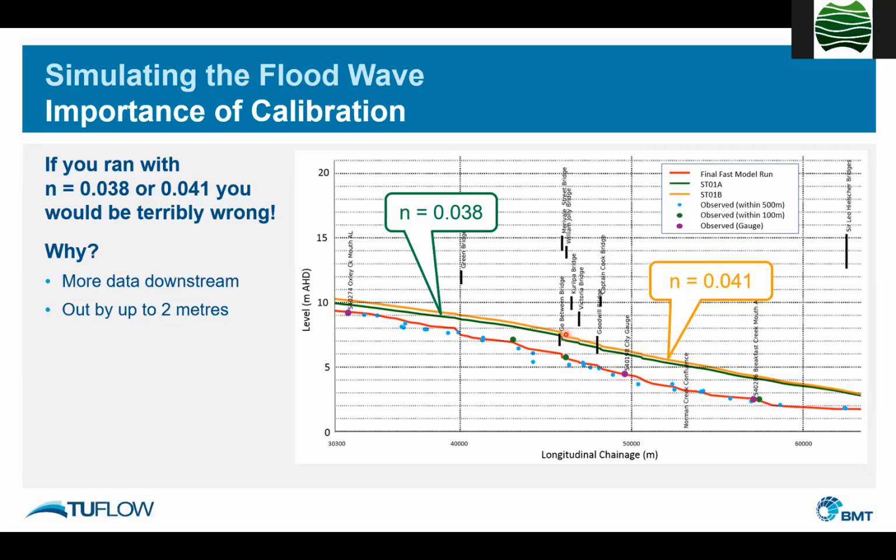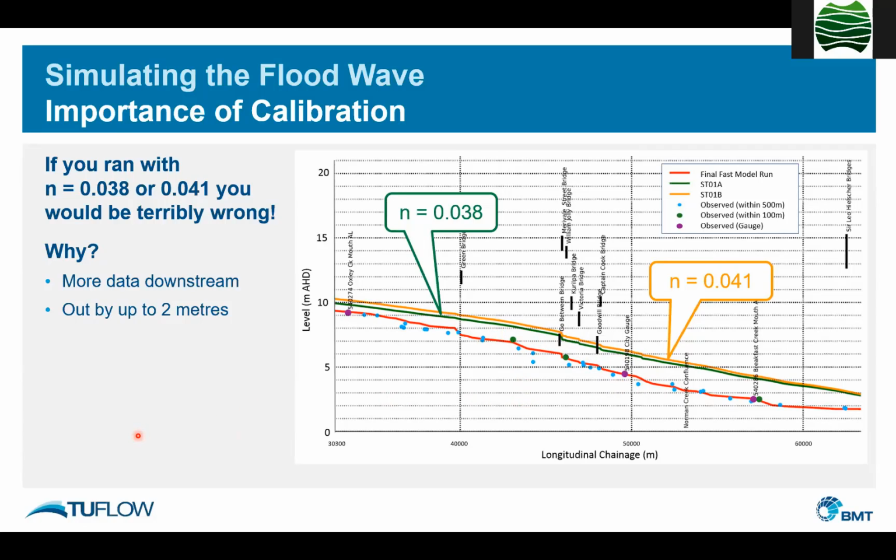And you can see that the Manning's N of 0.038 and 0.041 are grossly wrong, predicting flood levels more than 2 meters too high through the main city area. So while the upstream gauge might be okay, the actual reality is that those Manning's Ns were completely inappropriate for reproducing the flood down through the city.